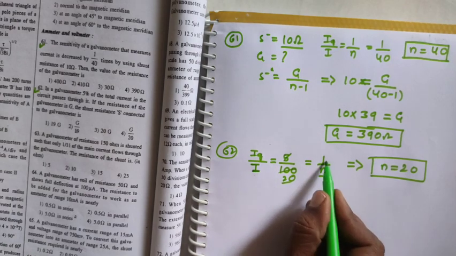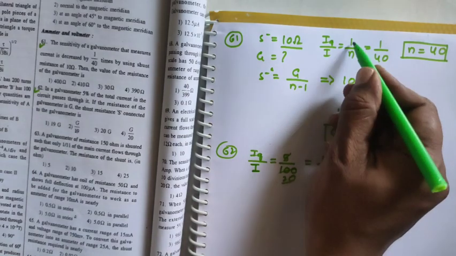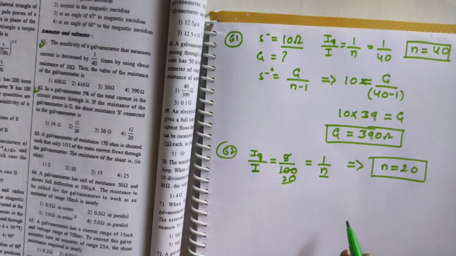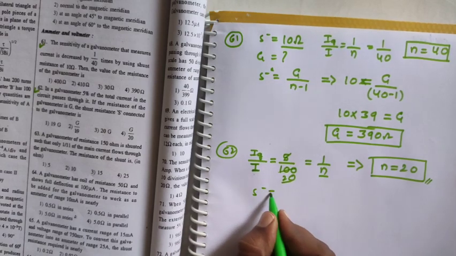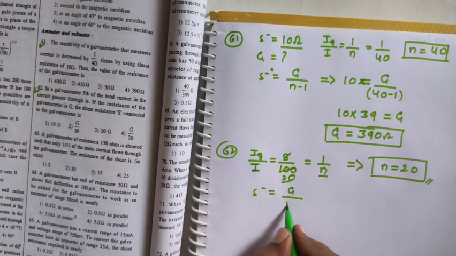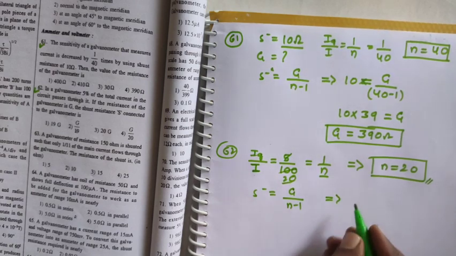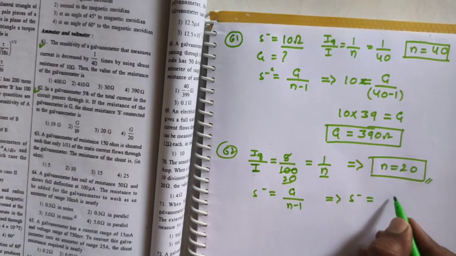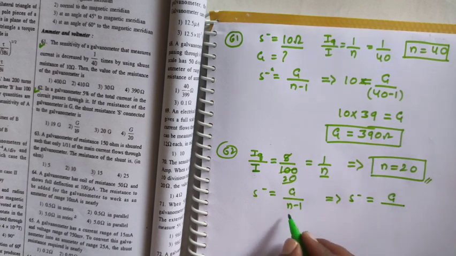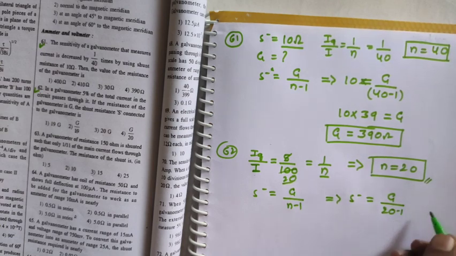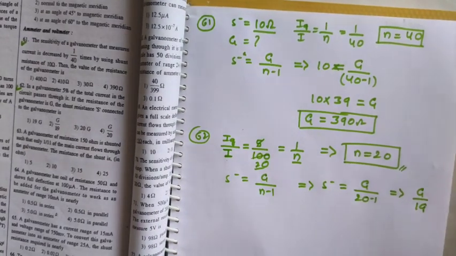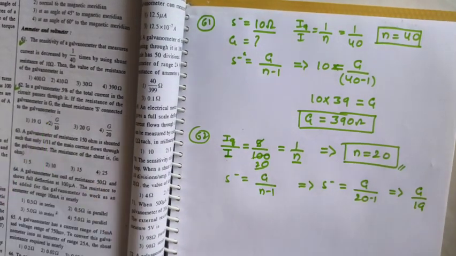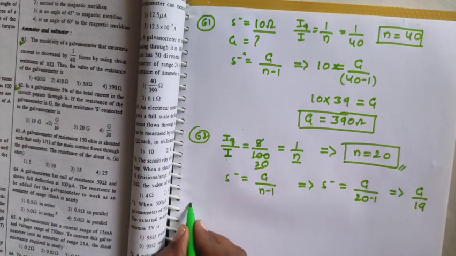So Ig by I is equal to 1 by N. In the last numericals also I got that equation. So indirectly they gave that N value and asked to find that S value. Same formula again. Look here, S is equal to, resistance of the galvanometer is G only, divided by N minus 1, 20 minus 1, which is equal to G by 19. This is the answer for the 62nd question.